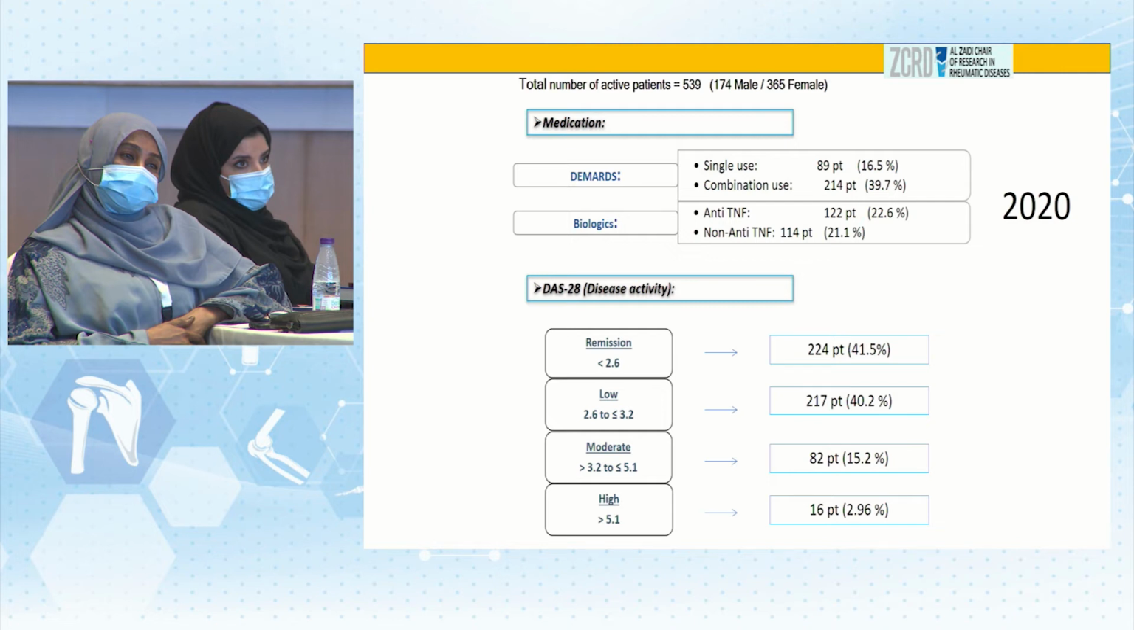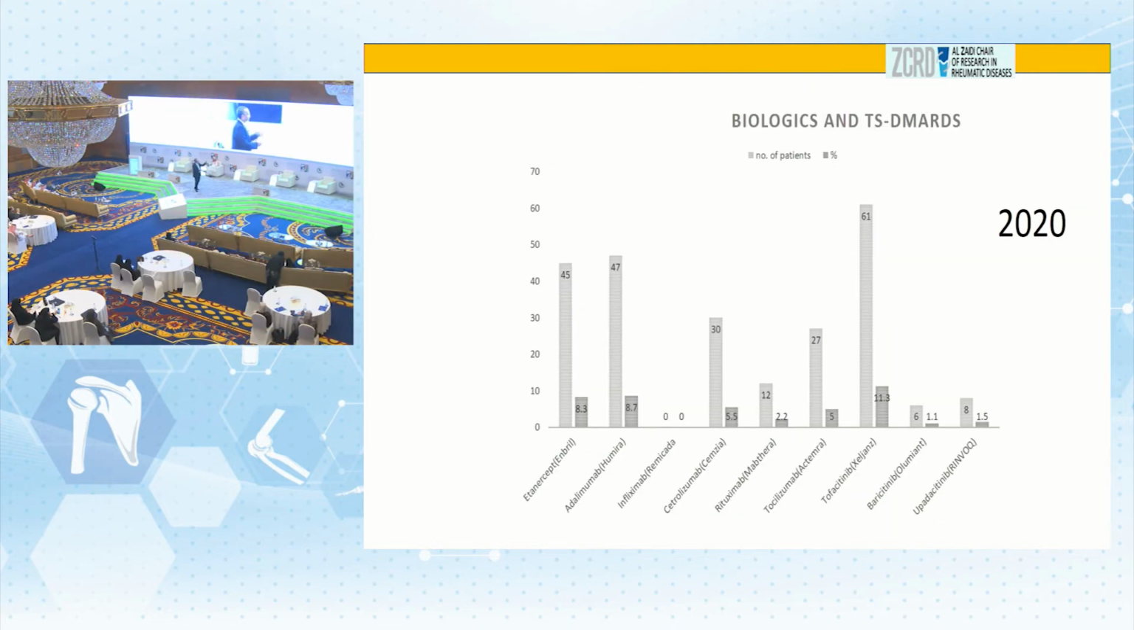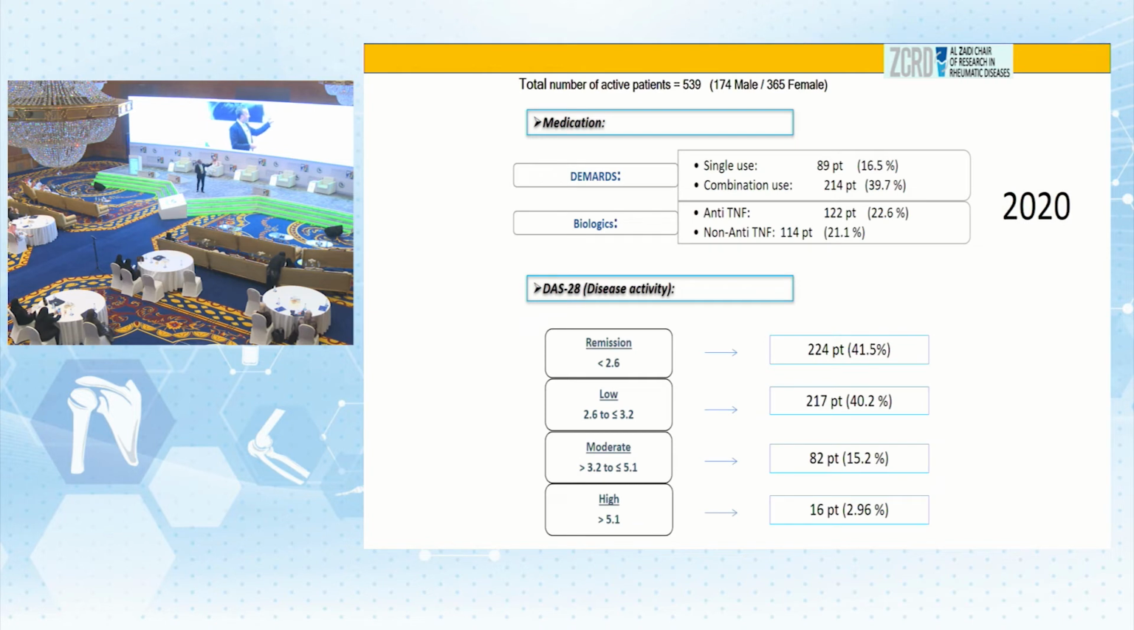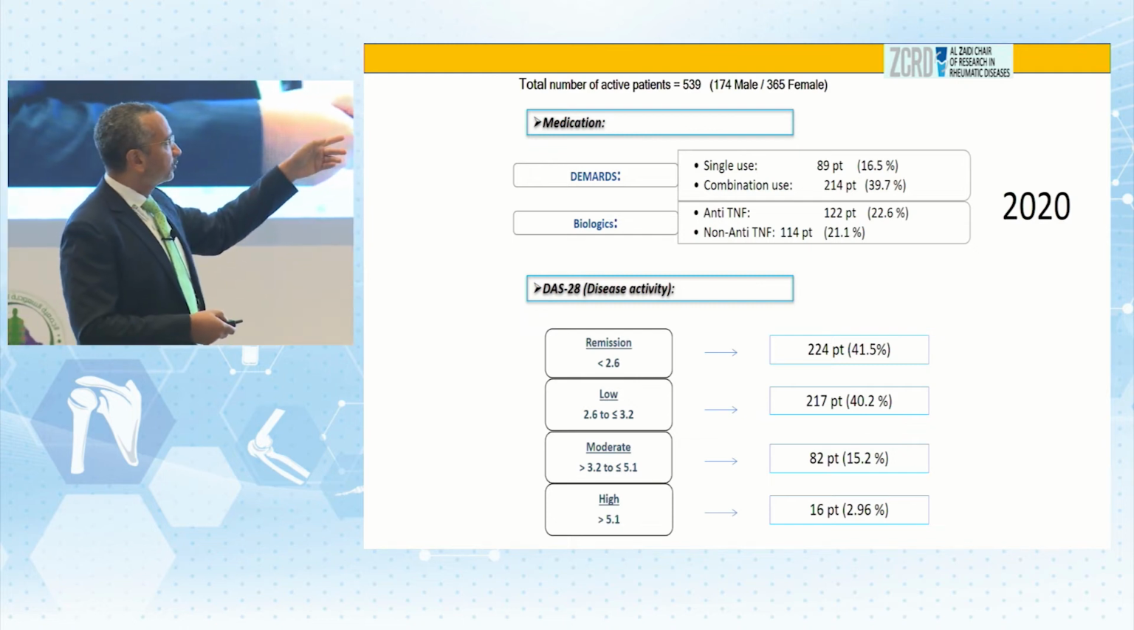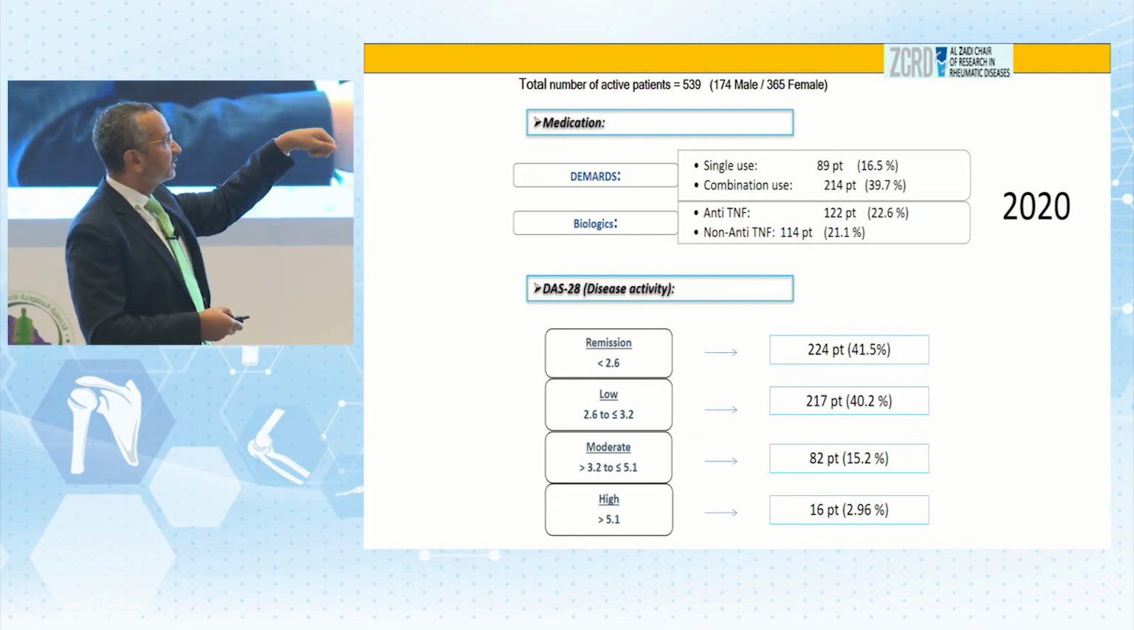Sorry, how can I go back? Yeah, tofacitinib, and we are beginning to use baricitinib and upadacitinib. And we have excellent remission, and this is the most recent update. We published this also last year, but this is the most updated one, 539 patients in Faqih Hospital.